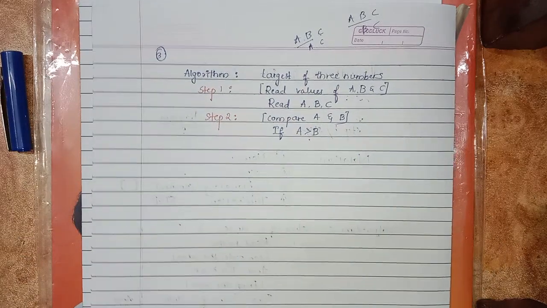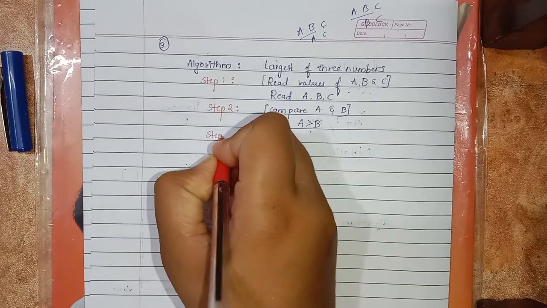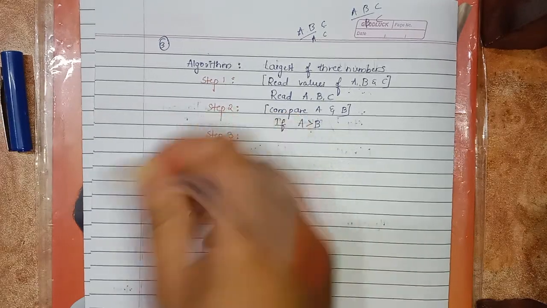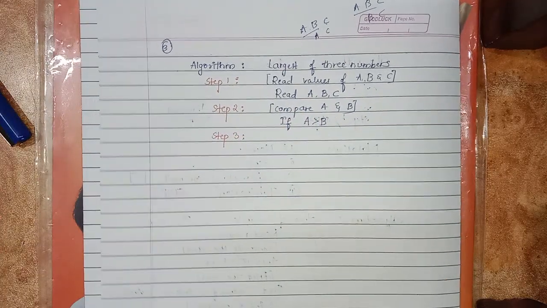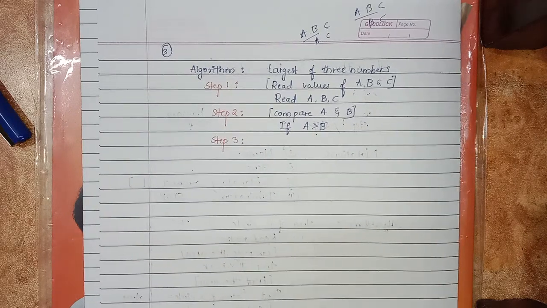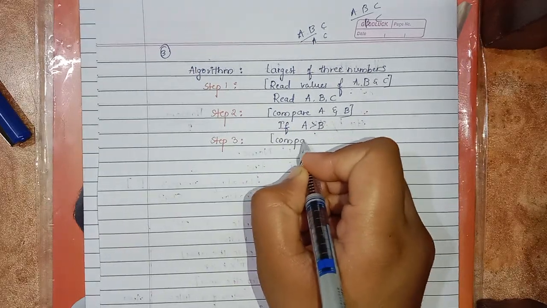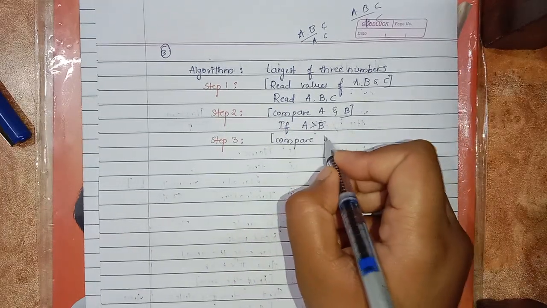Step 3 is what? You can compare A and B, and also you can compare B and C. So you will compare B and C also, because you don't know which is larger between A and B.